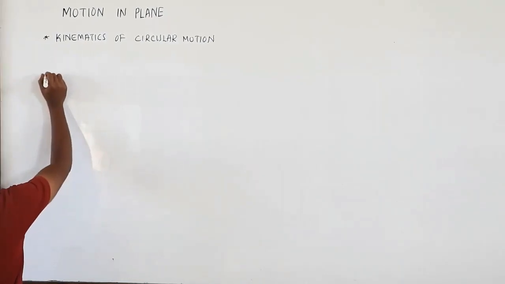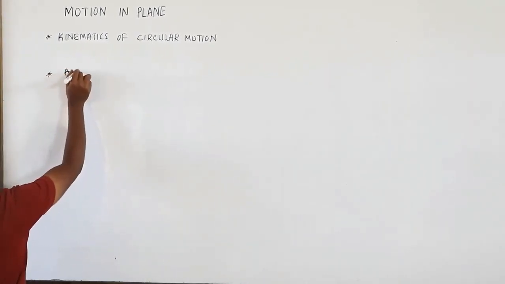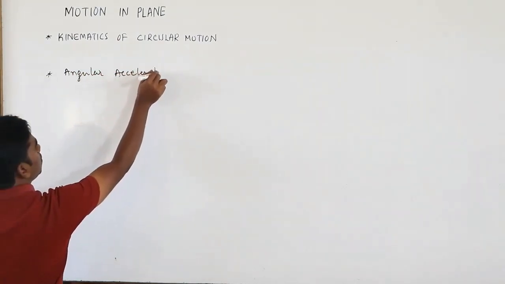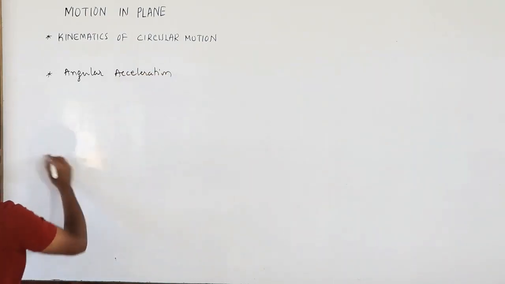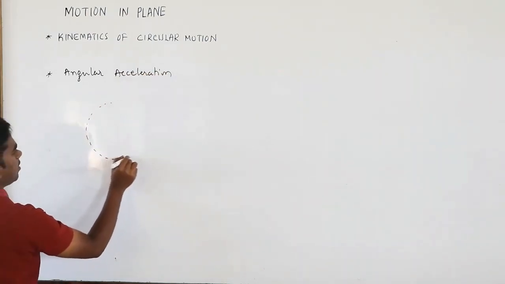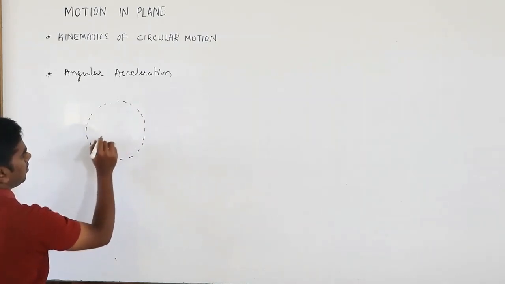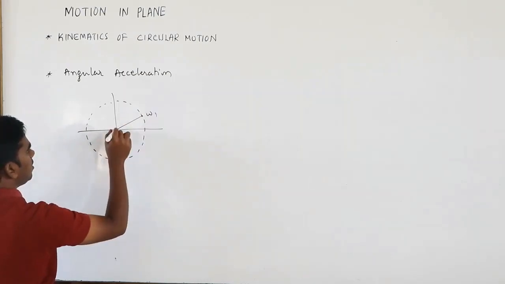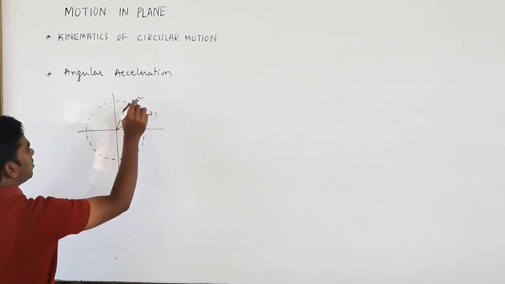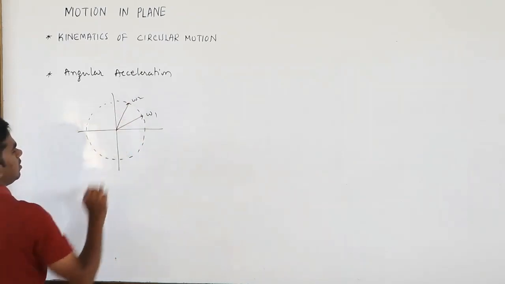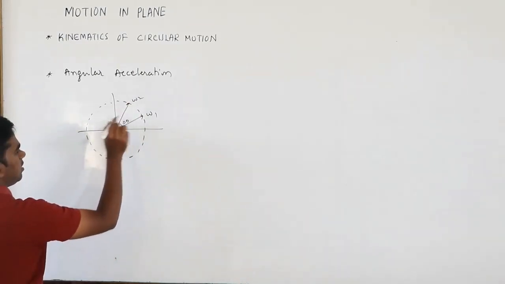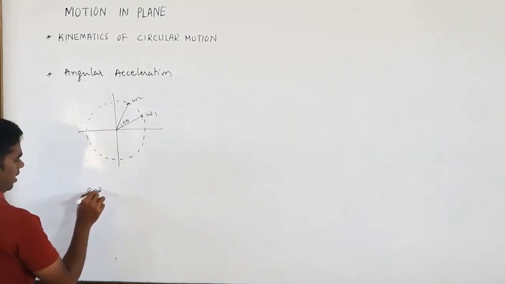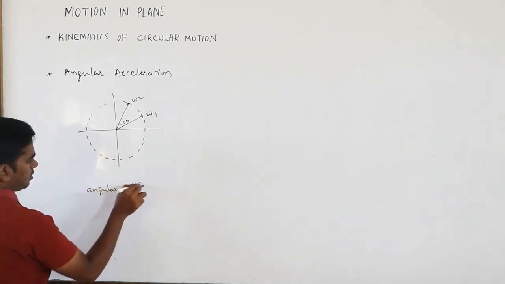So similarly, one more thing, that is angular acceleration. Okay, so how can we define the angular acceleration? Suppose you are having a circular motion. Say at this point its angular velocity is omega 1. Here angular velocity is omega 2. Then delta theta is the displacement. So how can you define the angular acceleration?